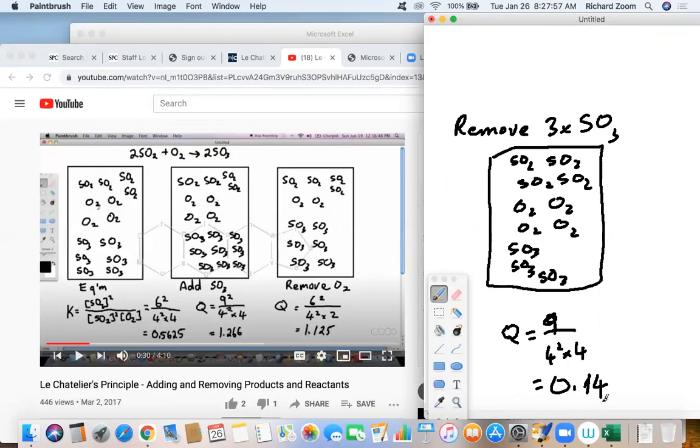So what's going to have to happen? The reaction is going to have to go towards products. So the top numbers are going to have to become bigger in order for Q to get closer to K, and the bottom number has to get smaller. But if products are being formed, then automatically the reactants are going down because the products are made from reactants. Does anybody have any questions?